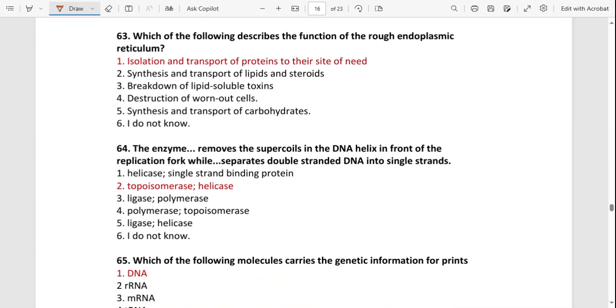Which of the following describes the function of the rough endoplasmic reticulum? Rough ER contains ribosomes, and ribosomes are used to synthesize proteins. So, isolation and transport of proteins to their site of need. Synthesis and transport of lipids, not really, lipids is for the smooth ER. Breakdown of lipid-soluble toxins, no. Destruction of worn out cells, really no. Synthesis and transport of carbohydrate, no. So it's about the synthesis, isolation, and transport of proteins. Once you form these proteins, you can now transport them to the point of need.